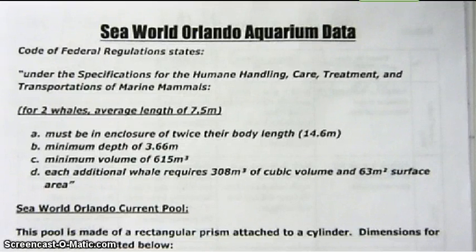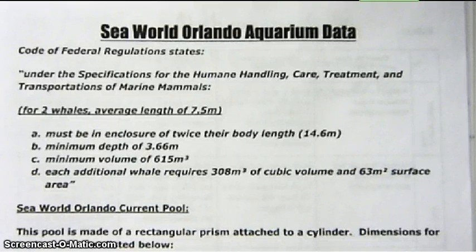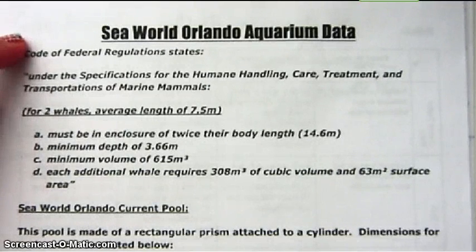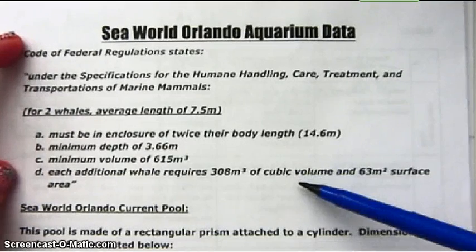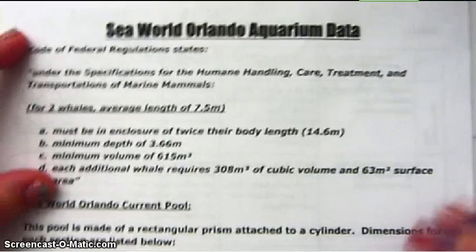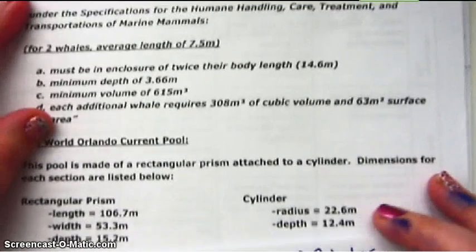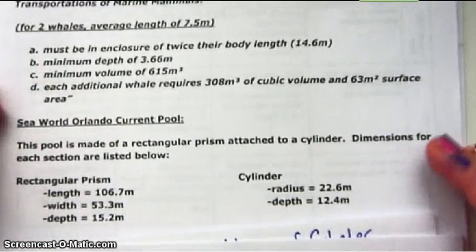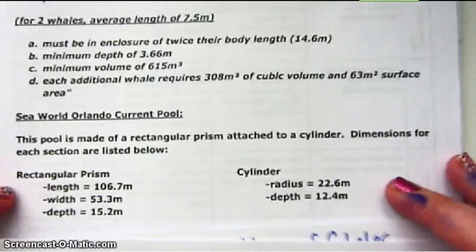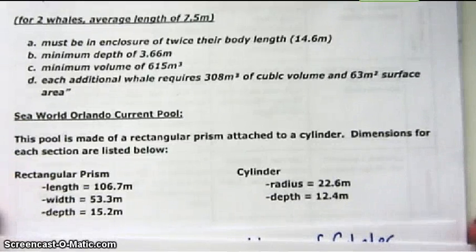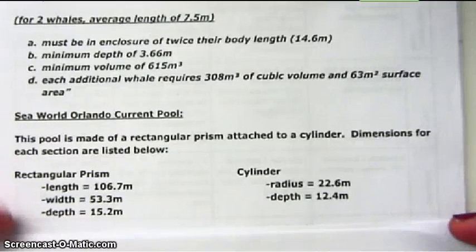I wanted to give a quick tutorial on how we found the volume of those aquariums. Remember, in class this week we have our SeaWorld Orlando Aquarium data. We have the law that states how big the tank needs to be at SeaWorld, and then we also have the dimensions of the current pool that's at SeaWorld. There's the rectangular prism and the cylinder. And our assignment is we need to decide if this is enough space for the whales.